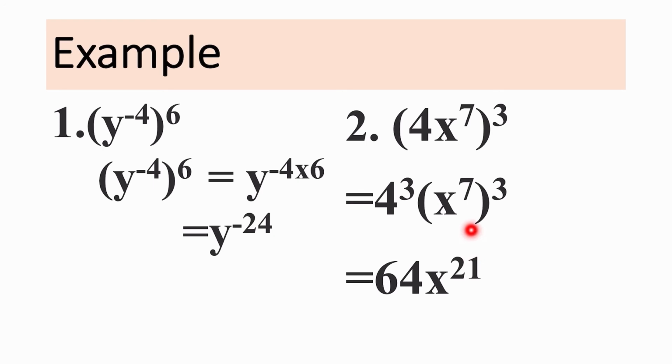The bracket law states that whenever we have two powers, we multiply them. The product of 7 and 3 is 21. So when we simplify 4 cube, we get 64. X risen to the power of 7 times 3 is x risen to the 21st power.